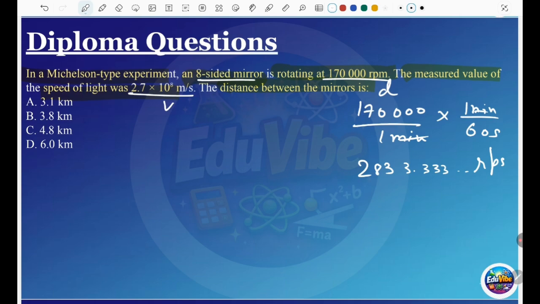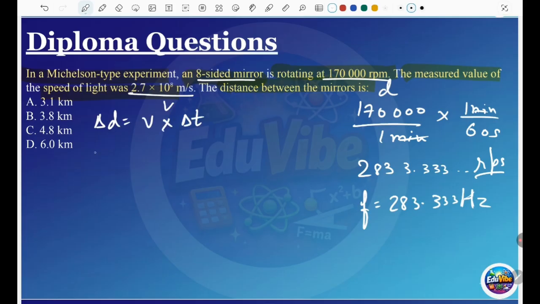This rps is called revolutions per second, and the definition for frequency is the same: repeating cycles per unit time. So this is given to us as a frequency in hertz. Now for distance we have delta d is equal to v times delta t. We have v, but we don't have delta t over there. So for delta t we have to do this thing.